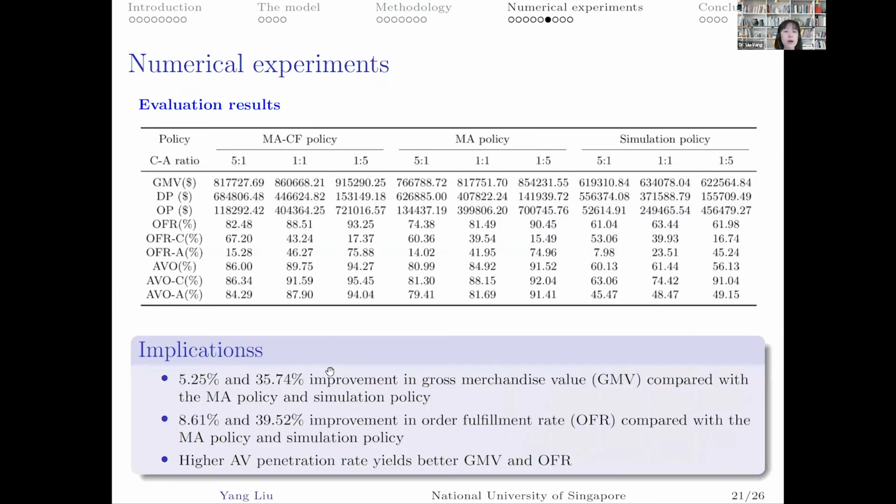Okay, and then we also benchmark the three policies. This is a table which lists the full information of the benchmark results. The implication here is that we observe a significant improvement in the gross merchandise value, which is the total revenue, compared to the MA policy and simulation policy. And we also observe the improvement in the order fulfillment rate compared with the MA policy and simulation policy. And with higher AV penetration, it actually yields better performance.